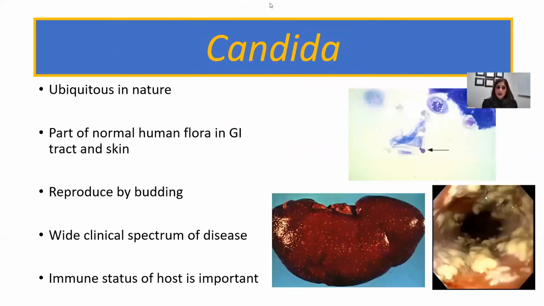Candida is ubiquitous in nature. It is part of our normal human flora in our GI tract. It's on our skin, and it causes a really wide clinical spectrum of disease, from local infection in an immunocompetent host to invasive candidiasis and even some chronic disseminated forms. But what we understand is that the immune status of the host is an important factor when it comes to the different types of spectrum of disease that we'll see with candidiasis.